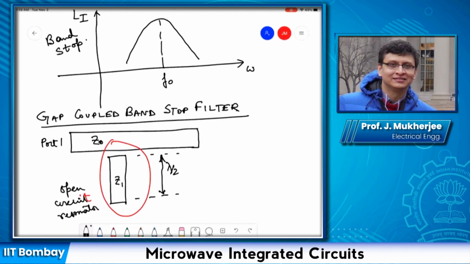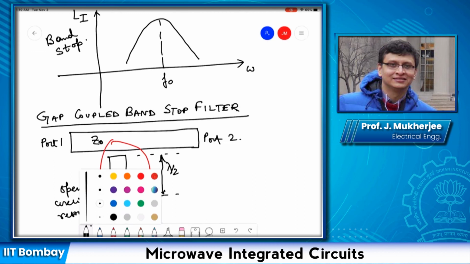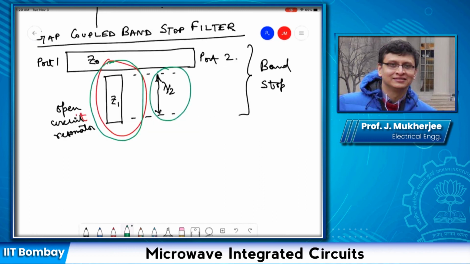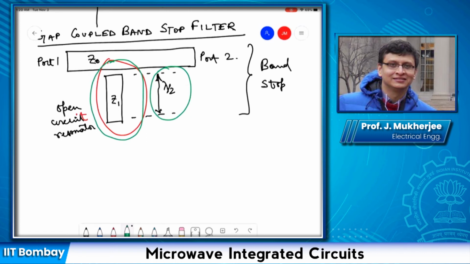Okay, so this is port 1, this is port 2, and here is my band stop filter. Why, again, is this a band stop? Because this is my series resonator when the length is lambda by 2, and it is connected in shunt. So from the principle that I just mentioned, it acts like a band stop filter. But then how to find out the insertion loss? So the equivalent circuit model for this is something like this.